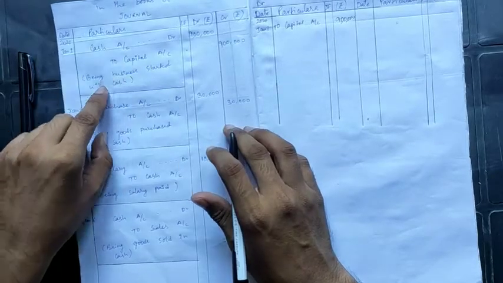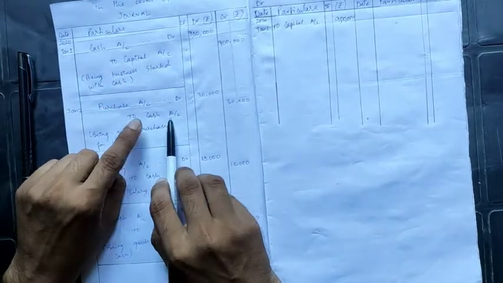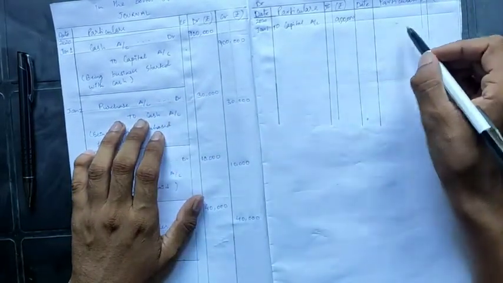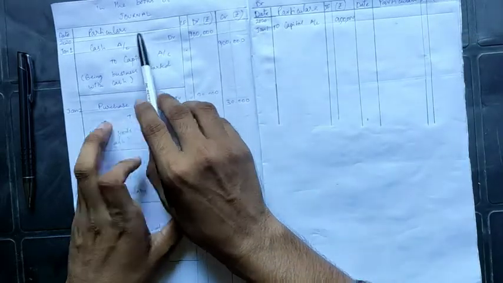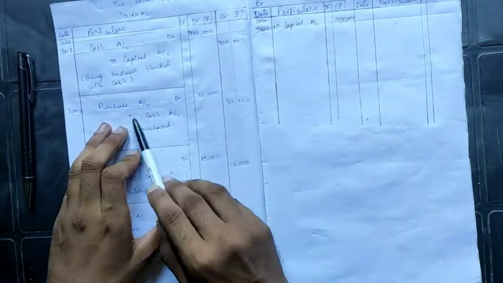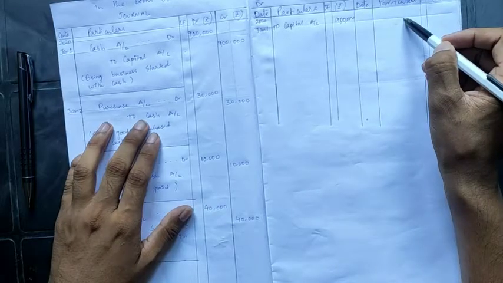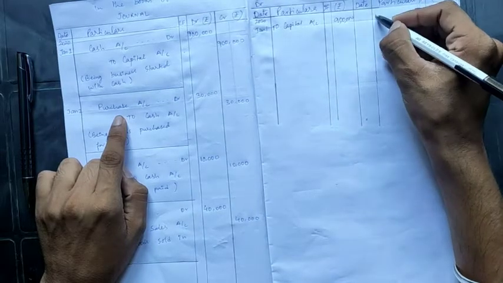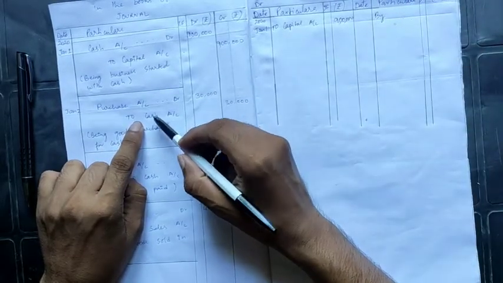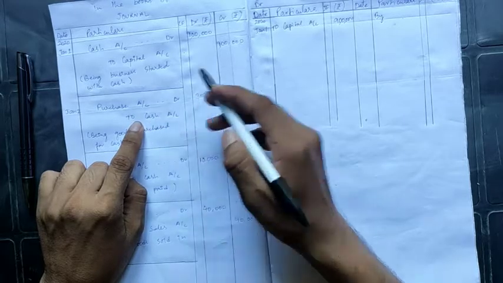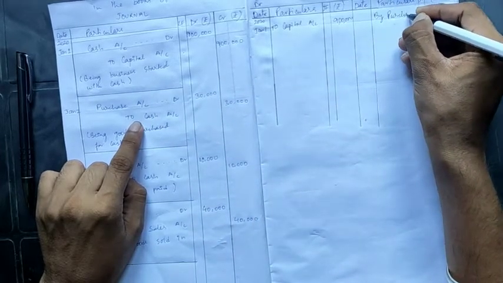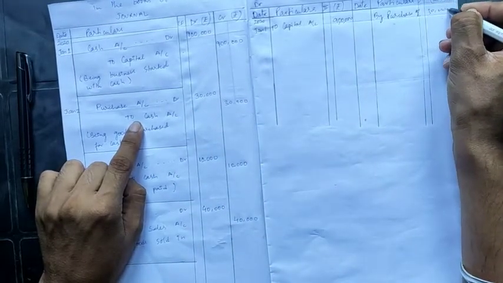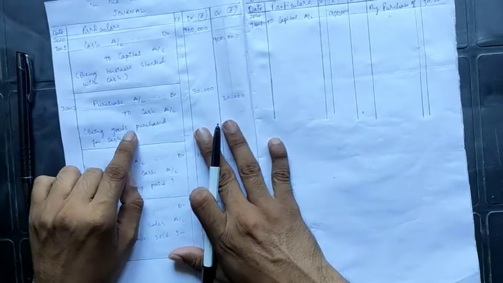Now again we'll see where cash is there. In the second entry cash has been credited, so we'll come to the credit side. Above it was debited, so we came to the debit side; now it is credited, so we'll come to the credit side. Cash has been credited by purchase, so we'll start the entry with "by". We'll write by purchase account. What is the amount? 30,000. Clear, students?